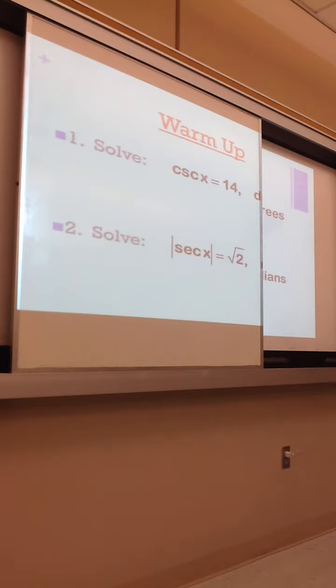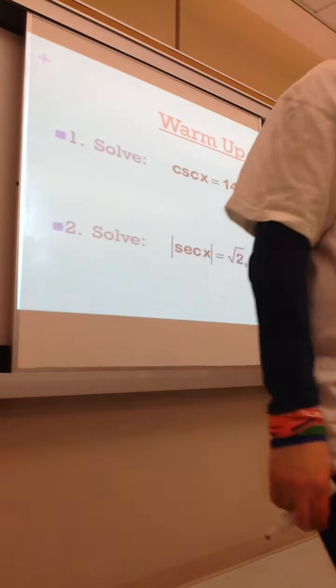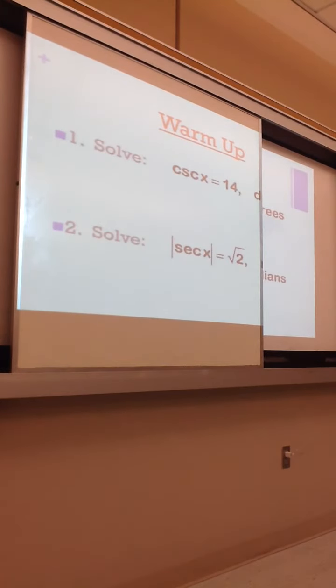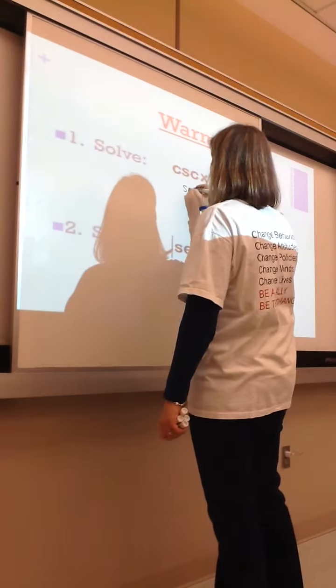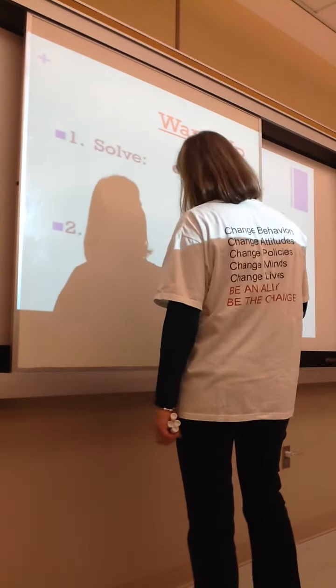Okay, if you haven't talked to your partner yet or group, turn and check in with them, see what they have for answers. And I'd like to hear you talking, so I can hear what good answers you have. What did you guys get for the first one? Pi over 4 and 3 pi over 4. This is in the domain. The restriction for inverse cosine is 0 to pi, right?